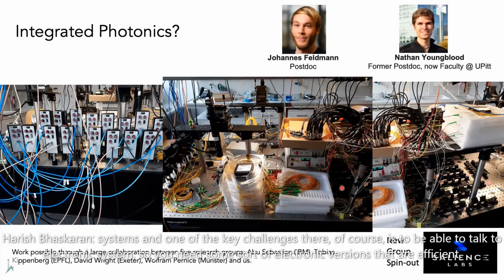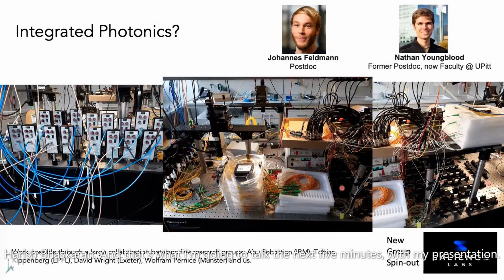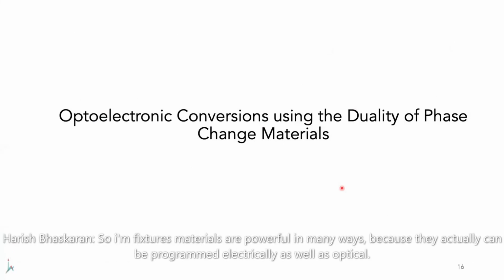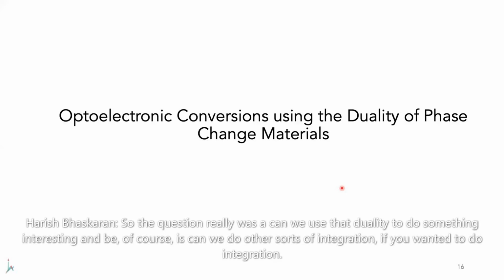And one of the key challenges there, of course, is to be able to talk to electronic systems. So we need some sort of optoelectronic conversions that are efficient. And that's what I'm going to talk about in the next 5 minutes of my presentation. So phase change materials are powerful in many ways because they can be programmed electrically as well as optically. Right? So the question really was, A, can we use that duality to do something interesting? And B, of course, can we do other sorts of integration if we wanted to do integration?